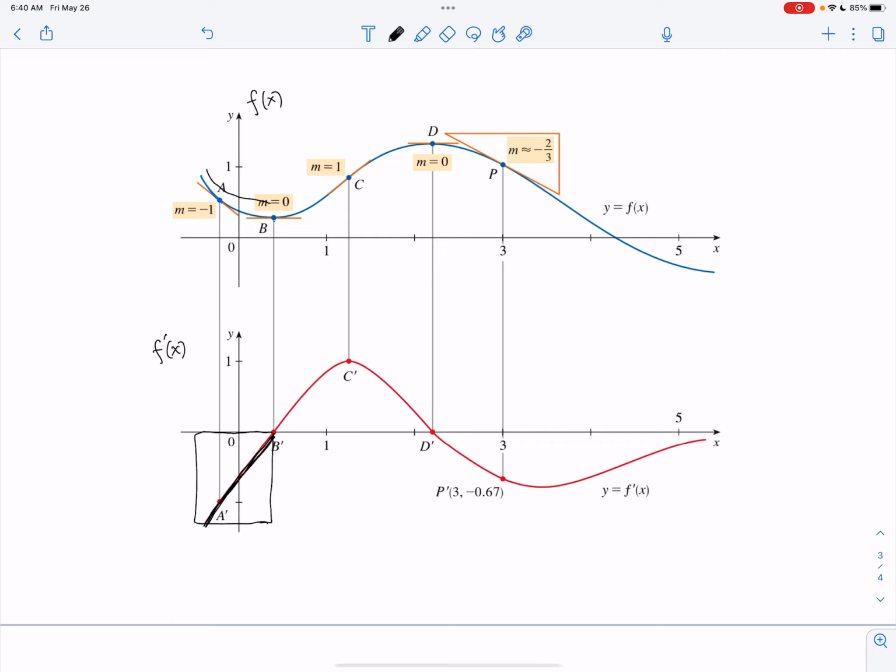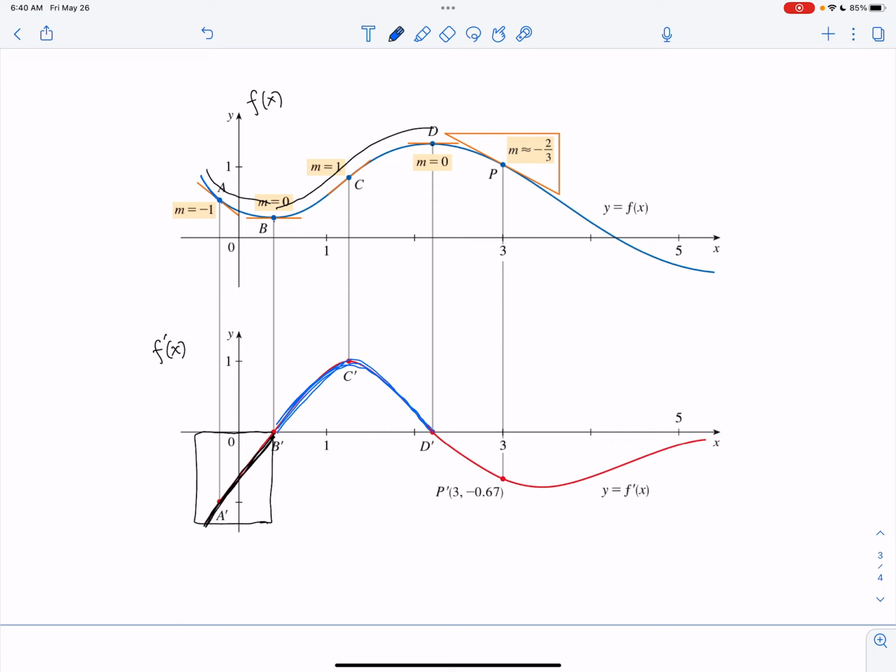Starting from B to all the way to D. So from here to here, it moved up. That means you have a positive derivative. So that's why you have this range, this curve. Okay, everything is above the horizontal axis, so it's positive. The derivative is positive.